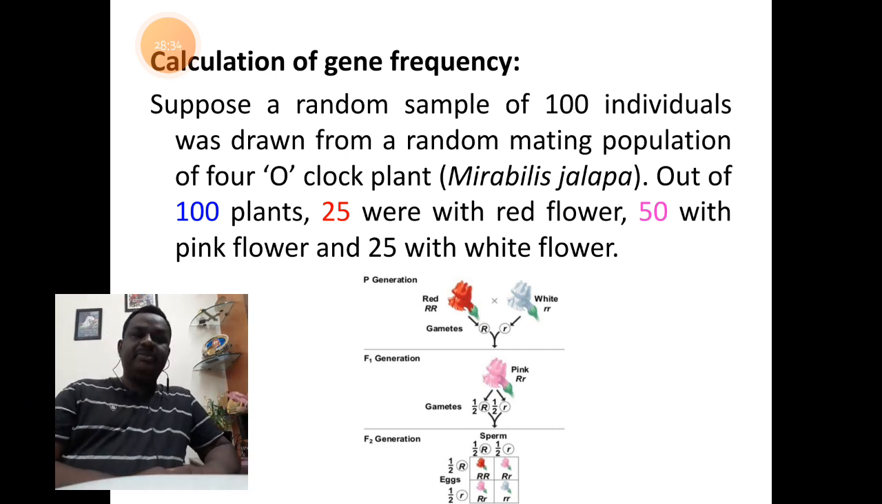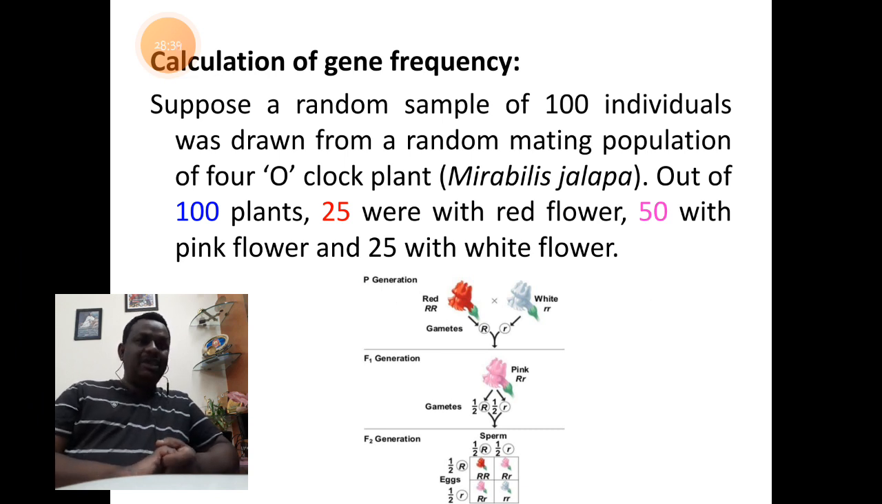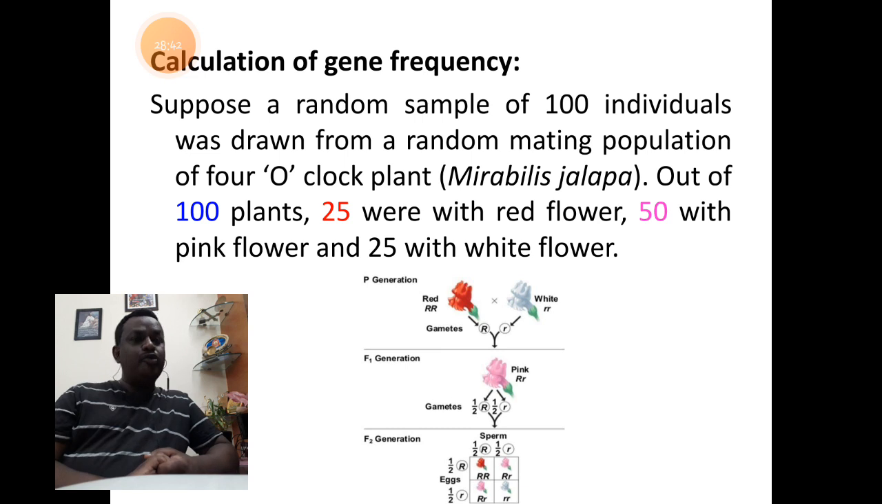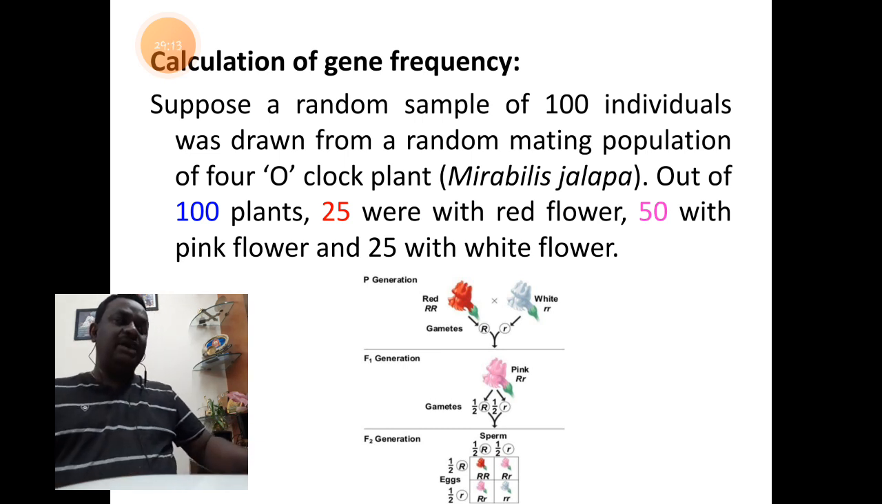Let us take an example to understand gene frequency. If we have 100 plants of four o'clock plants called Mirabilis jalapa, an example of incomplete dominance, down in this slide we can see red is dominant, white is recessive. When both are crossed, we get an intermediate pink color flower. And when two pink color flowers are crossed, we get back the original parents as well as the F1 hybrid appearance in it.